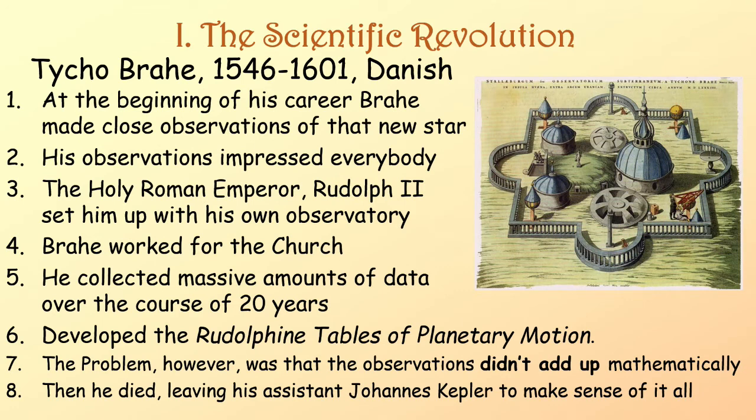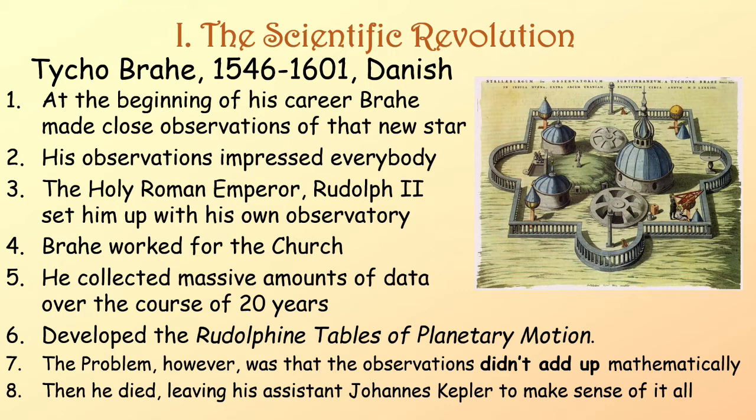Tycho Brahe, 1546 to 1601, Danish guy. At the beginning of his career, Tycho Brahe made close observations of that new star I just talked about. And his observations impressed everybody. The Holy Roman Emperor Rudolf II set him up with his very own observatory. Brahe worked for the church, and he collected massive amounts of data over the course of 20 years. And he developed the Rudolphine tables of planetary motion.